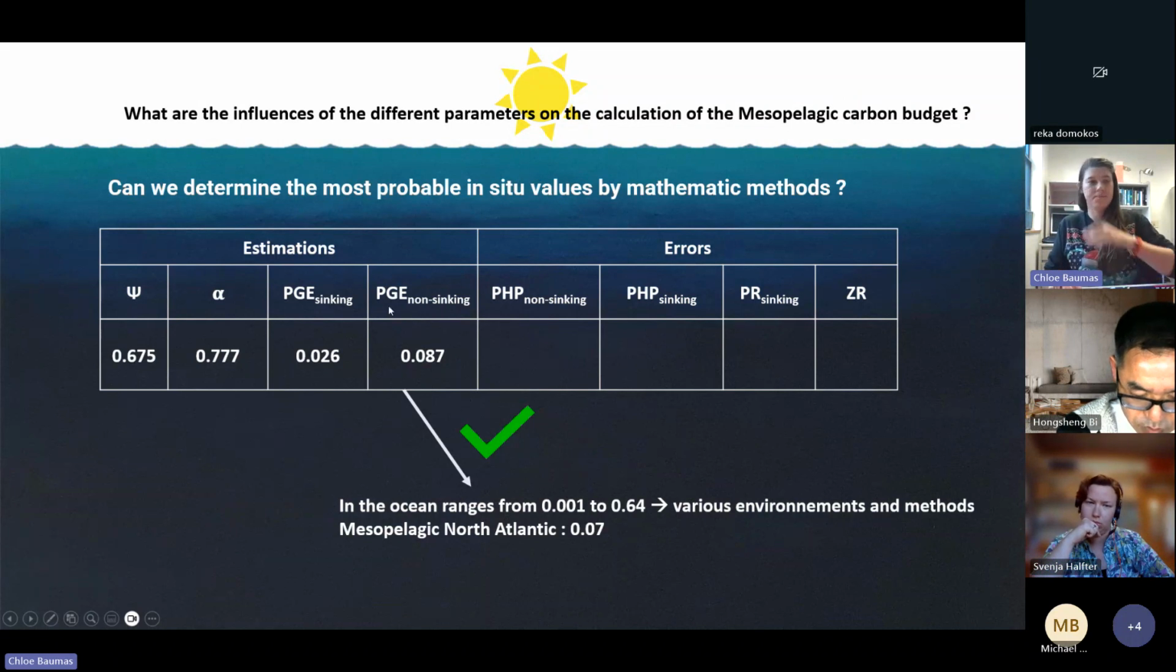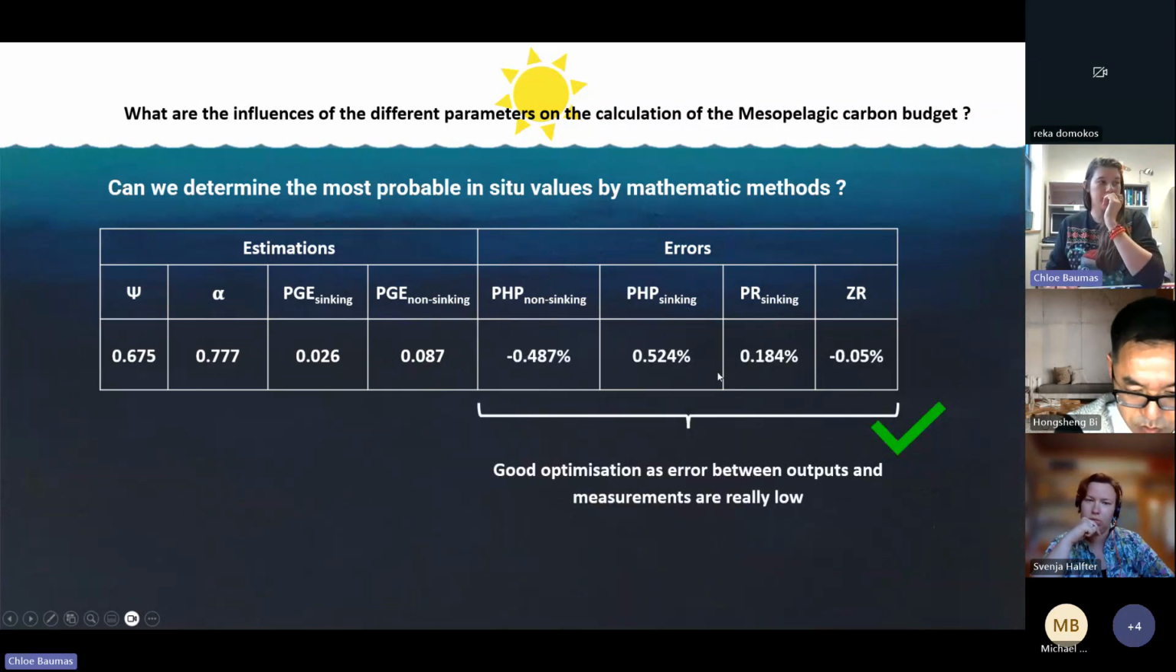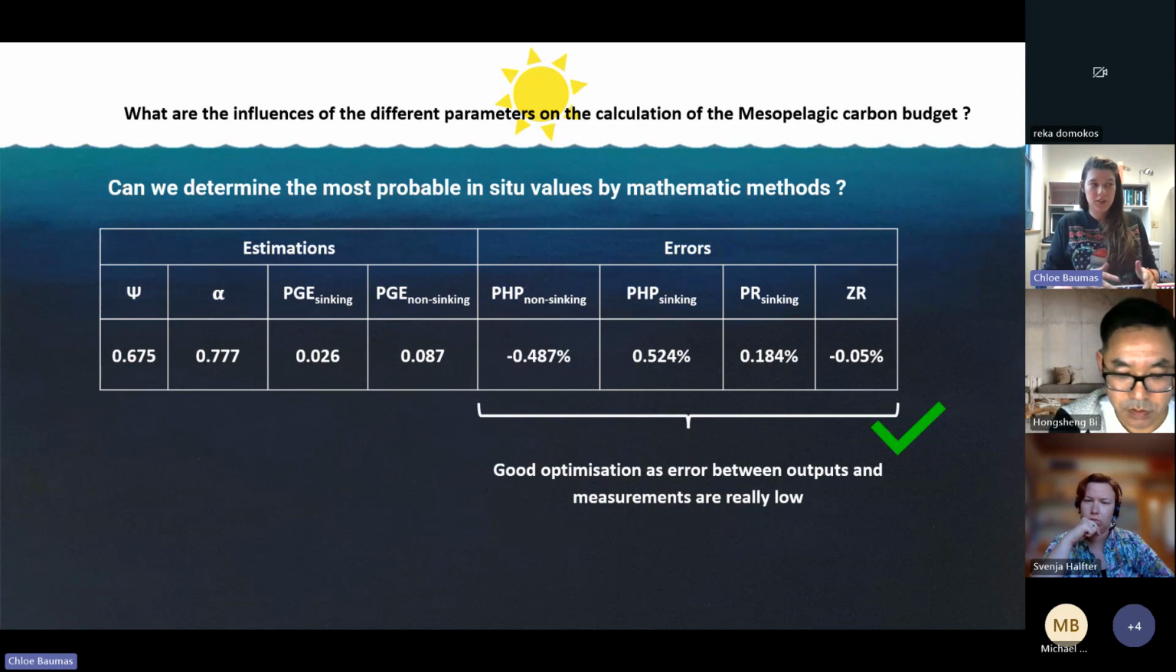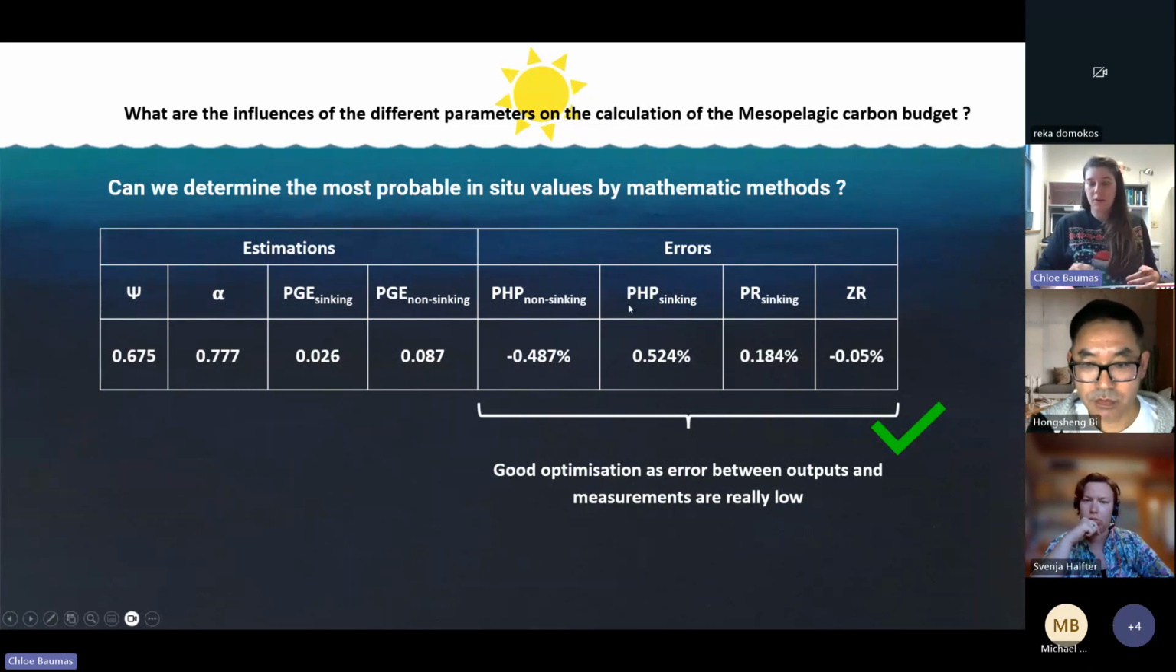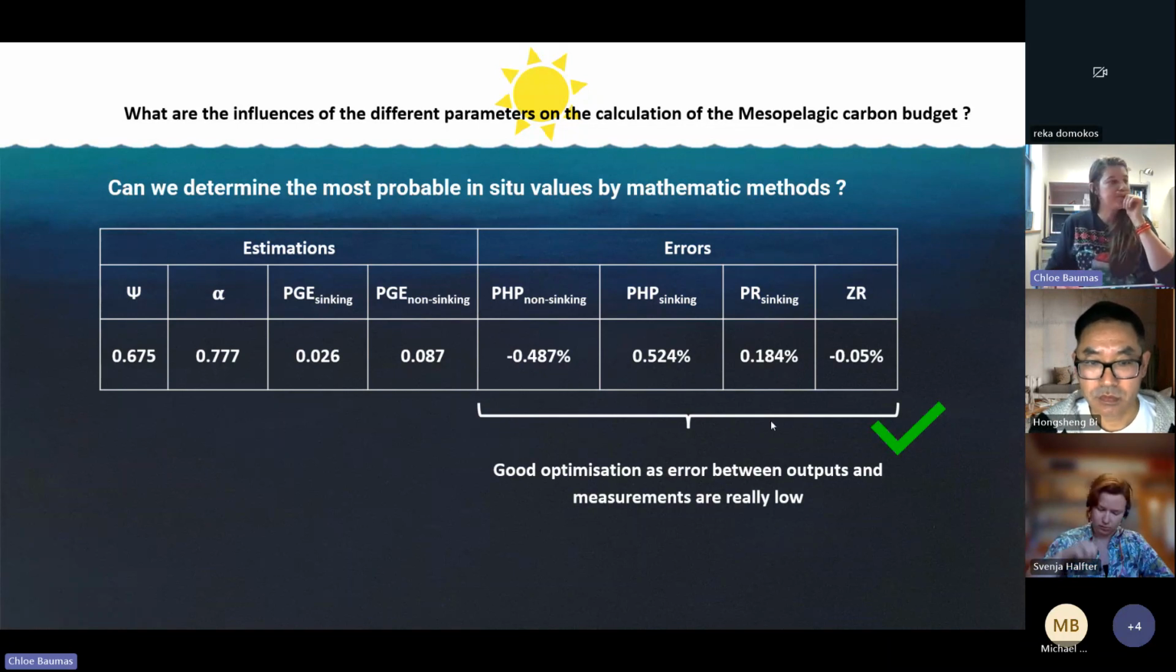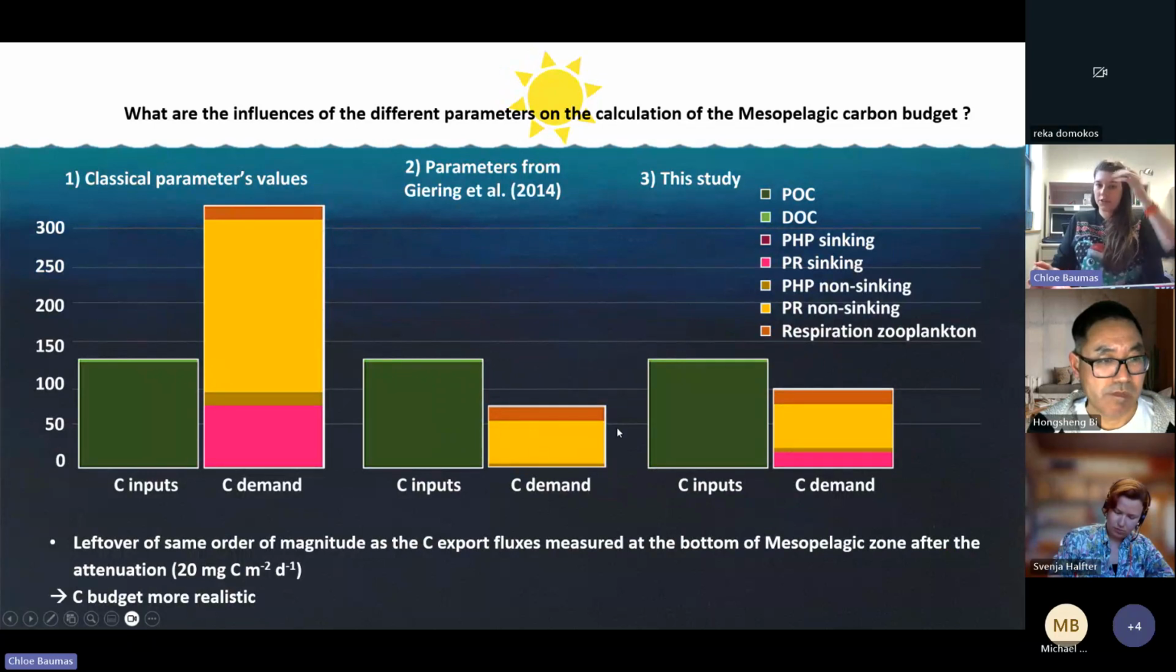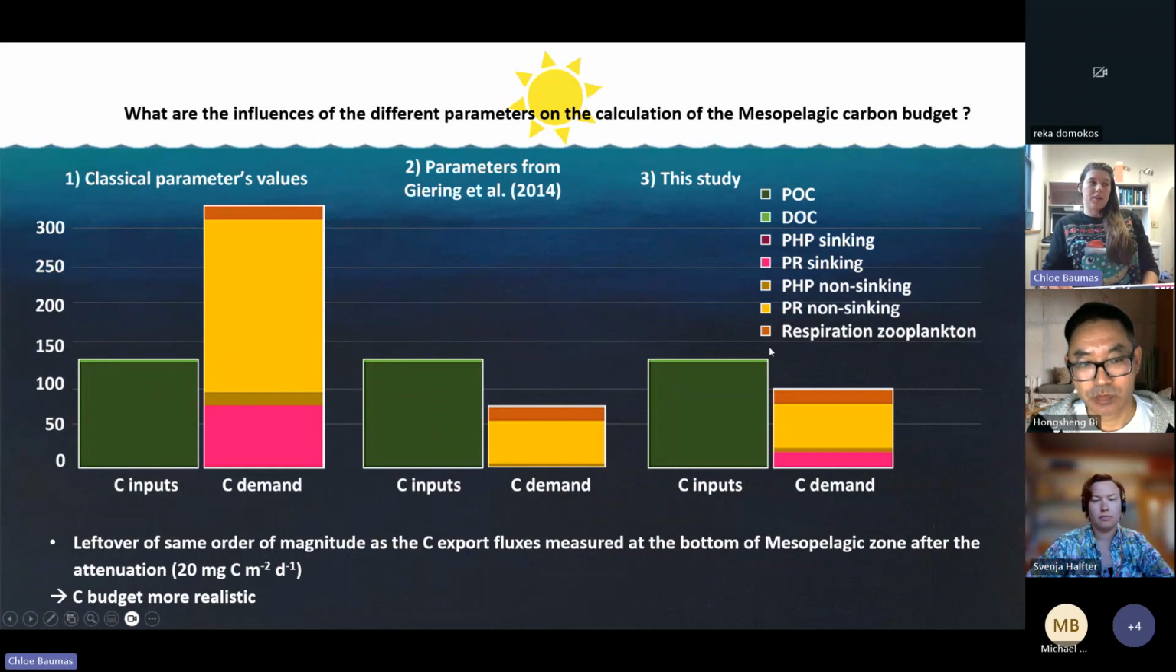And if you see here, this is the error between the outputs and the measurement that the model optimization did. And this is really low, so we are pretty happy with the optimization method we did. So now we have that, we can try to calculate a new carbon budget with those values. So here is the new one, and you can compare with the 2 others that I presented before.